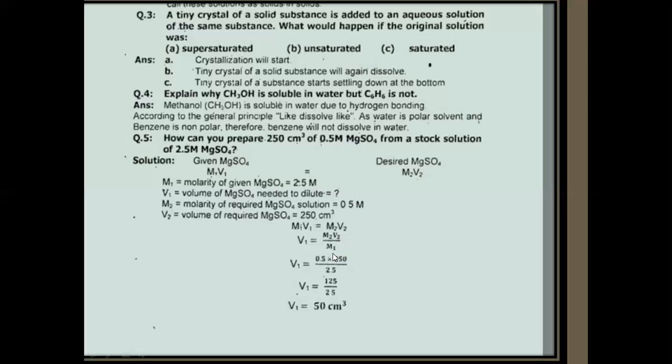By putting the values in the formula, before that, we can convert 250 centimeter cube into decimeter cube, so 250 divided by 1000, but you can also put it in directly, and the answer you will get will be in centimeter cube. No problem. We can just put 250 centimeter cube, then 0.5, which is the required molarity, and 2.5, the molarity of the concentrated solution. You will get the answer in centimeter cube, which is 50 centimeter cube. If you convert it into decimeter cube, the answer will be in decimeter cube.